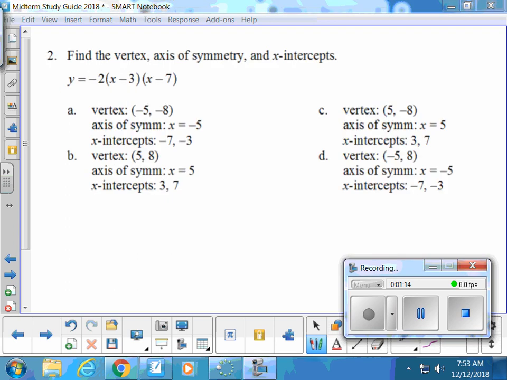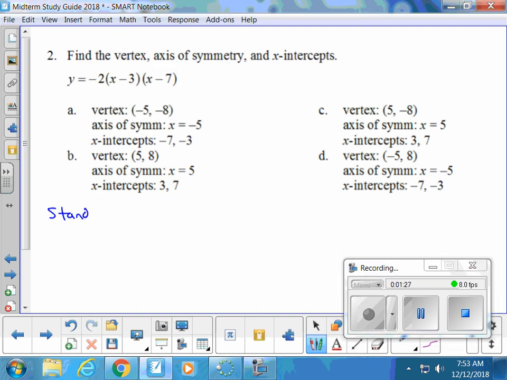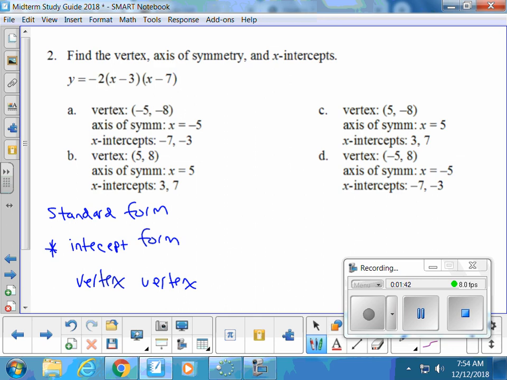Okay. So we have to find the vertex, the axis of symmetry, and the X-intercepts. Do you remember what form this is? Just to refresh your mind, we had standard form, we had intercept form, and we had vertex form. What we're looking at right now is intercept form. Intercept form can give you the 2 intercepts just by looking at the problem. We called them the P's and Q's. Does that ring a bell at all? P's and Q's. So in this case, the P value would be 3, and the Q value would be 7. It's the solutions of those binomials.